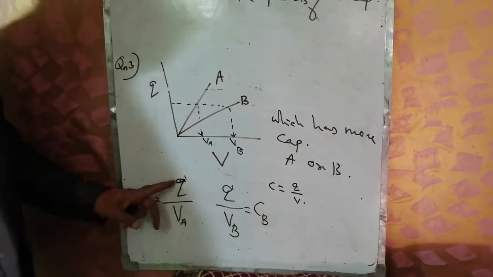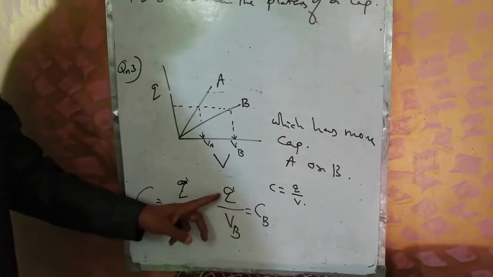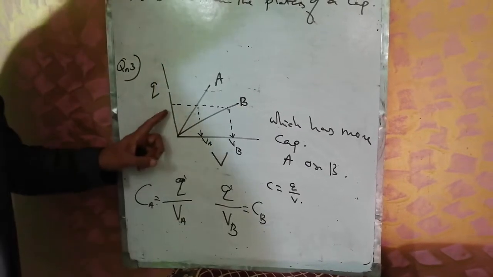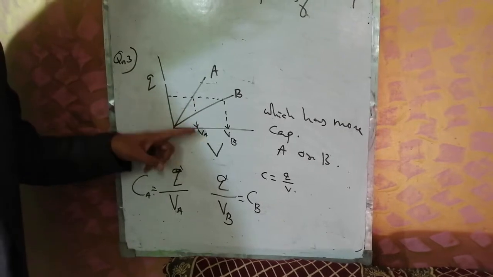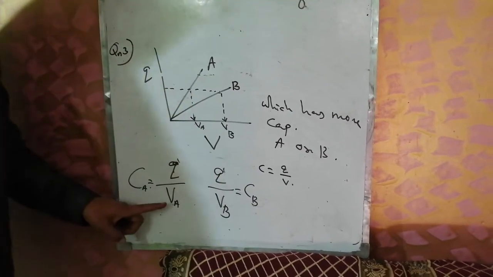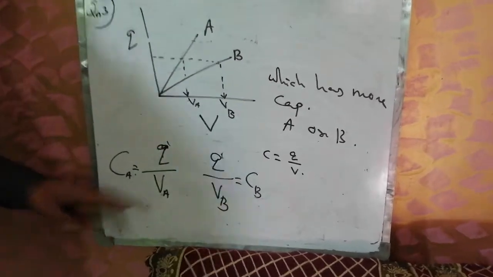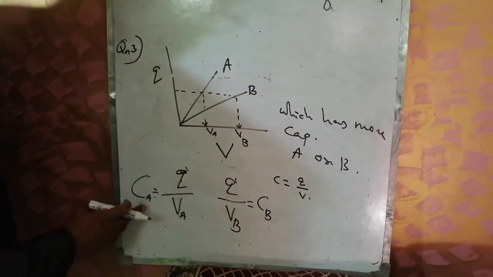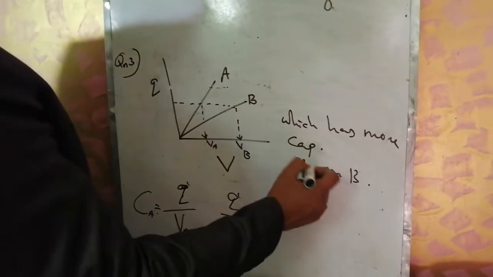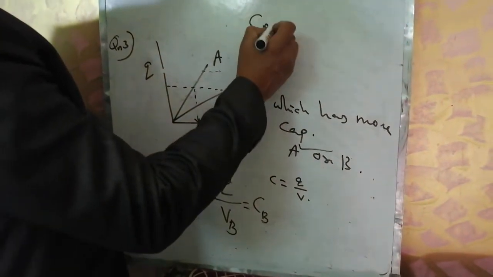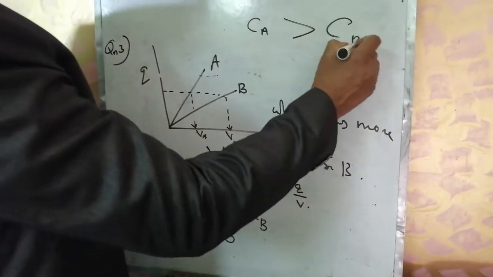C of A is Q by VA and C of B is Q by VB. That means same charge, the potentials are different. Now see, for A, the potential is less, means denominator is less. Then CA is more. Therefore, capacitance of A is more. So C of A is greater than C of B.